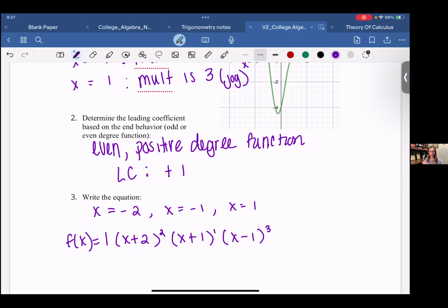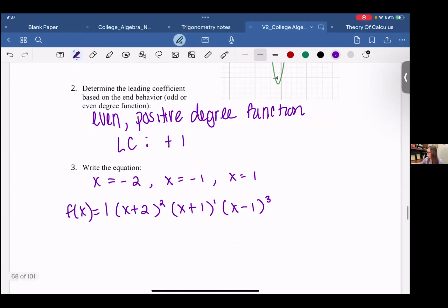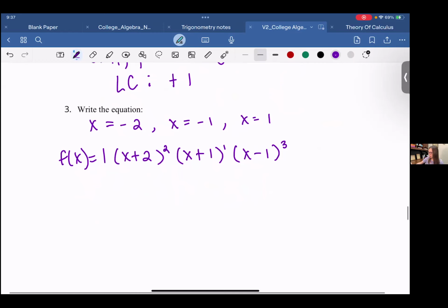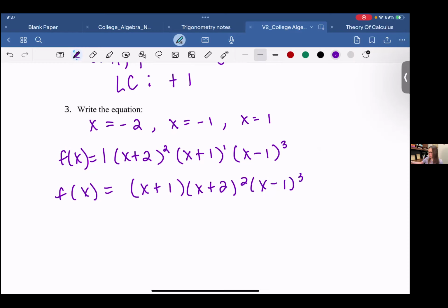You don't have to multiply it out. You can leave it just like that. You don't have to change the order. If it bothers you that the exponents are not in order, you can. You don't even really have to write the 1 since it's positive. x plus 2 squared times x minus 1 to the third. And that's your function. That's all you have to do.